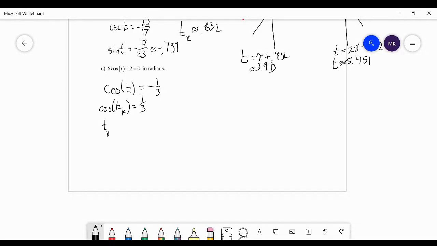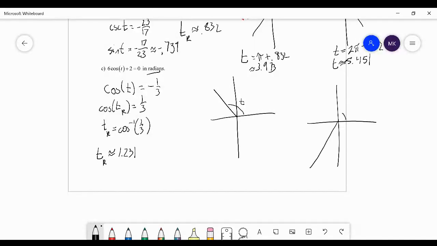So that means that t sub r is equal to inverse cosine of 1/3. Again, we are in radians, so t sub r is approximately 1.231. Now, when is cosine negative? Cosine is our x. So that happens in the second and third quadrant. So that means we're here, that's t, or we're here, with that being t. Our reference angle, our 1.231, is here and here.